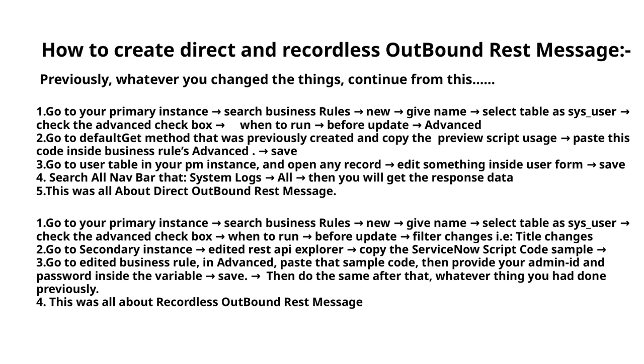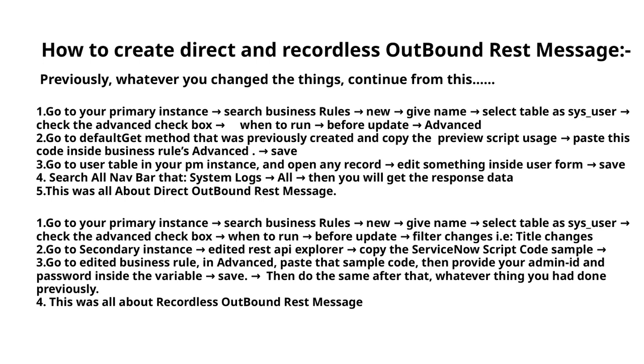Next, go to the user table in your PM instance, open any record, and make some edits inside the user form. Save those changes, and then search in the navigation bar for system logs. Navigate to All, and here you'll see the response data, which confirms that your message is working. And that covers our approach to setting up the direct outbound REST message.